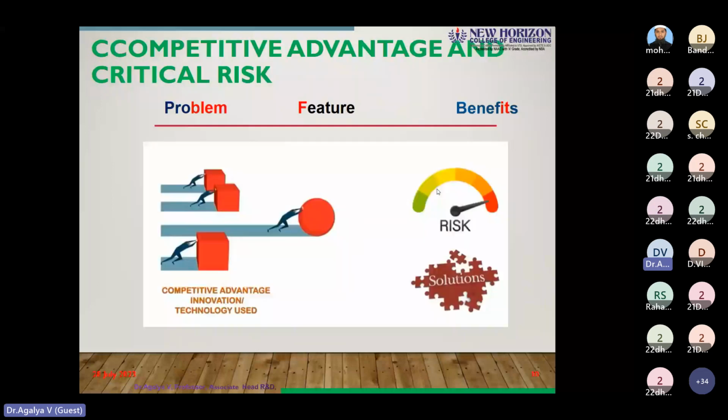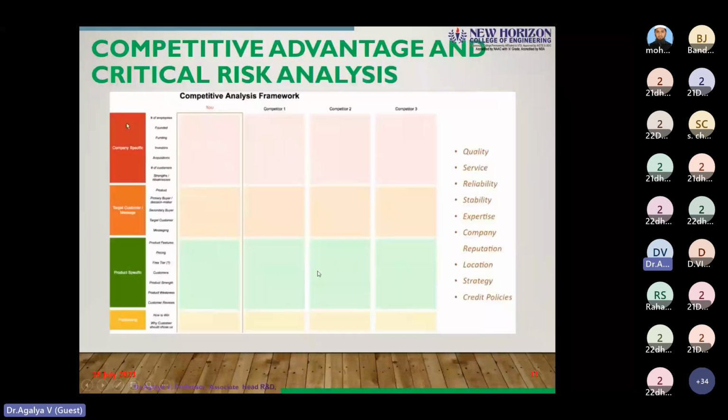Then you can see the advantage and the critical risk. Innovation always means a completely challenging, high risk. Taking technology innovation will be a high risk. You need to find a proper solution. If you make the solution and features very good, startups never fail. So you can see the competitive analysis framework.